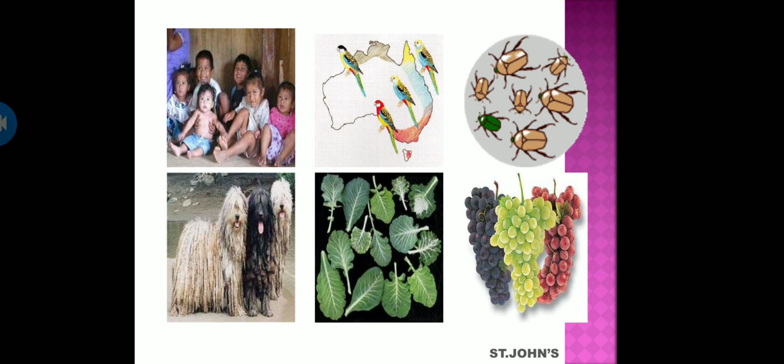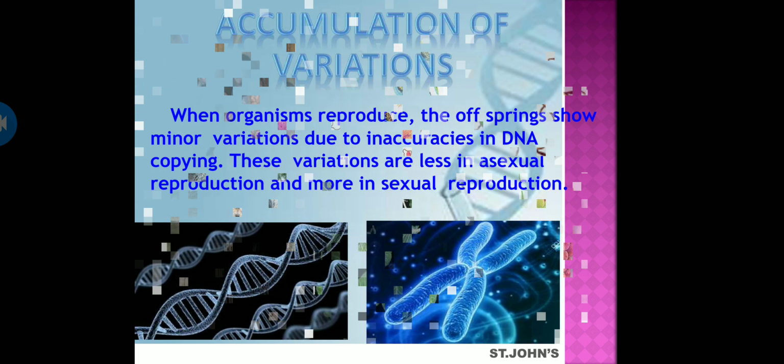Next, you can see a group of children. All of them belong to the same species, but their facial features are different, right? It is due to variations. Even here you can see the birds; though they belong to the same species, the color has changed. Even the bugs, the dogs, and the leaves. All the leaves are of the same plant, but their size and shape are different. Even grapes. So this is nothing but variation. These are some examples of variation. Hope you understood the concept.